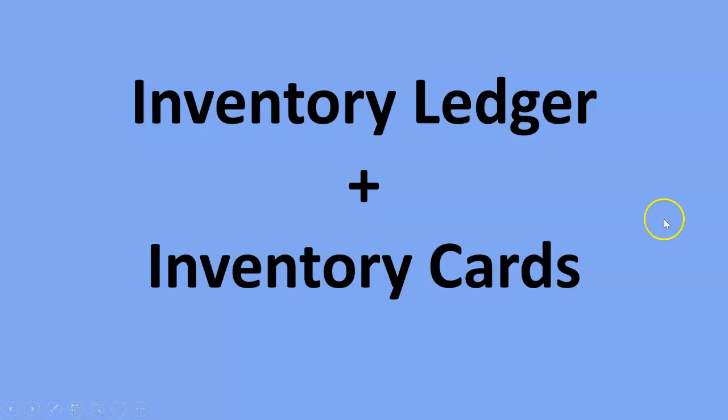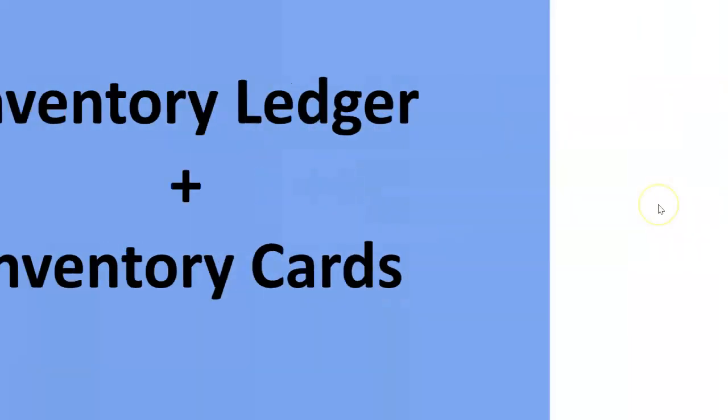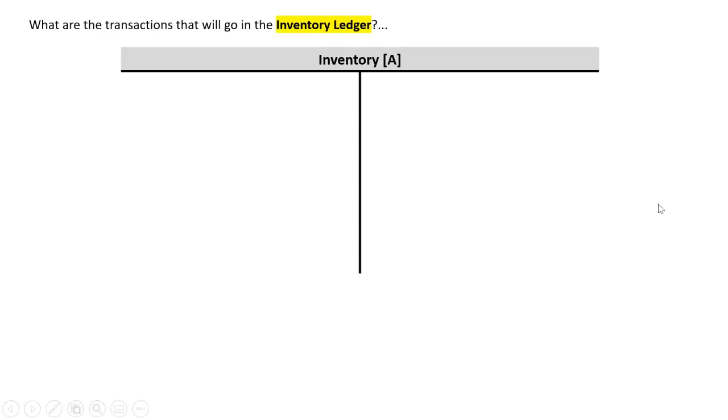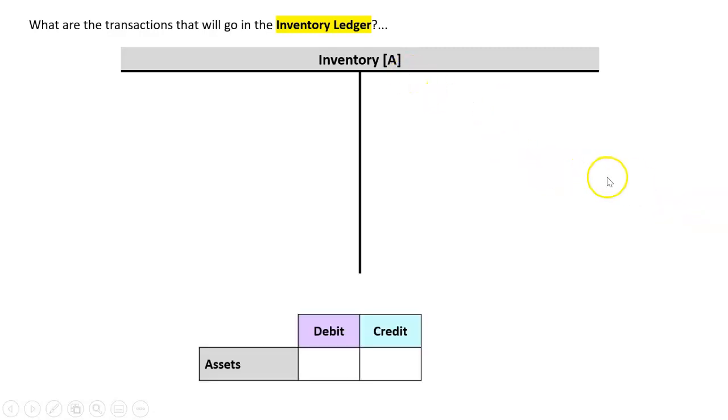We can summarize everything we need to know about inventory pretty easily. We've got a ledger to inventory and we've got inventory cards. So first thing we need to know with that ledger is what are the transactions that go in and will there be debits and credits? So inventory is an asset, and the rules of debits and credits say for assets, the side that goes up is the debit side and the side that goes down is the credit side.